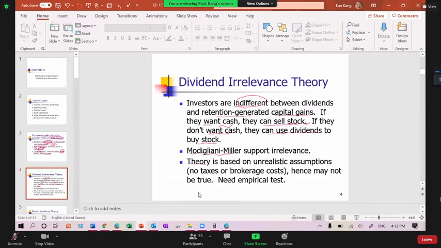But as I said, the theory is based on unrealistic assumptions, no taxes or brokerage cost, so it may not be true. Need an empirical test.